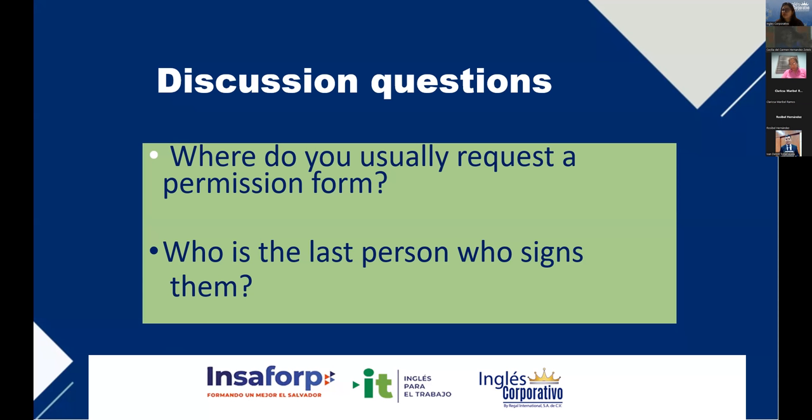Where do you request the permission form? In the human resources department? In the supervisor's office? Where? Is anybody in charge of giving the forms or collecting the forms? Who is that person and what is it? In my case, it's my boss, and she sends the form to human resources. Okay.